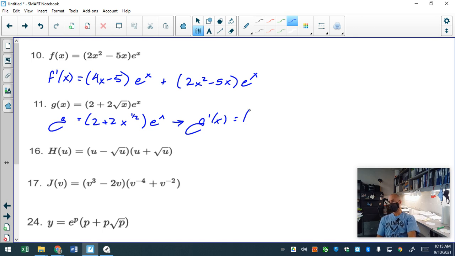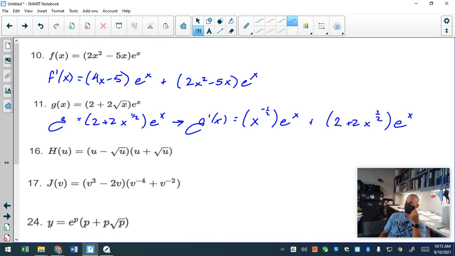So I start by doing the derivative of the first. Derivative of 2 is 0. Bring down the 1/2. Half of 2 is 1 times x. Subtract 1 from 1/2, you get negative 1/2. So I just did the derivative of 2x to the 1/2. I'm going to leave e to the x alone. Now I'm going to leave my first one alone, 2 plus 2x to the 1/2, times the derivative of e to the x, which is e to the x. And you're done. Questions, comments?